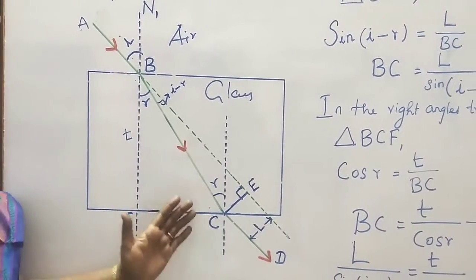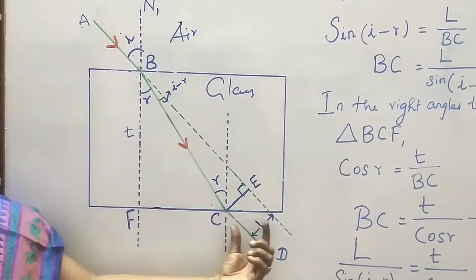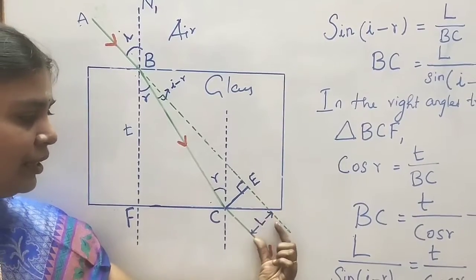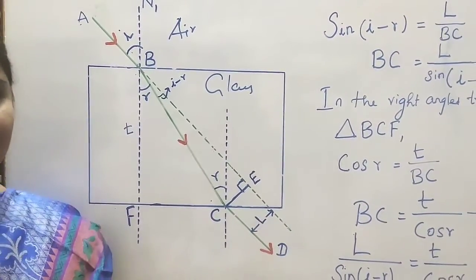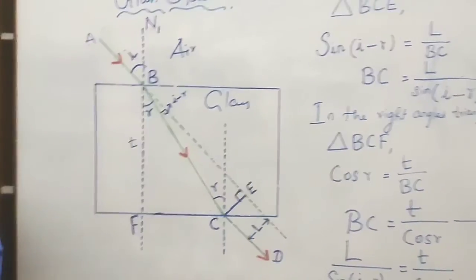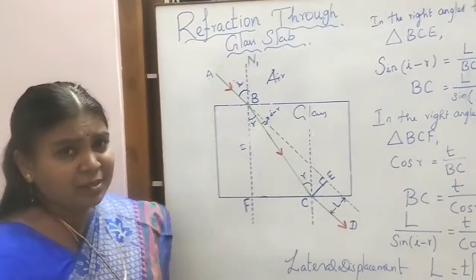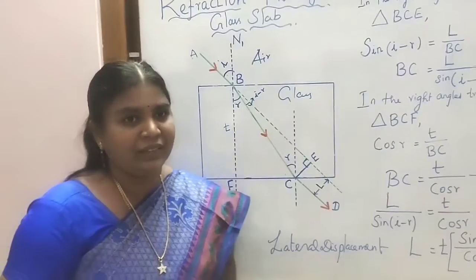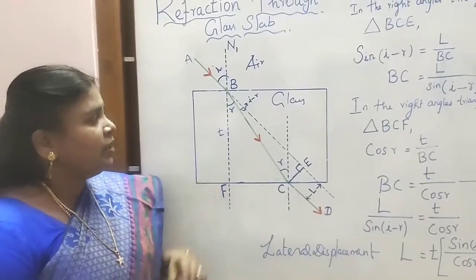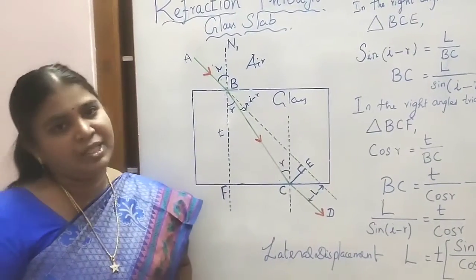So the light gets refracted. This distance we call L, that is the lateral displacement. Now let us discuss what factors it depends on. What is the lateral displacement? What are the factors it depends on? So let us derive the expression for lateral displacement.